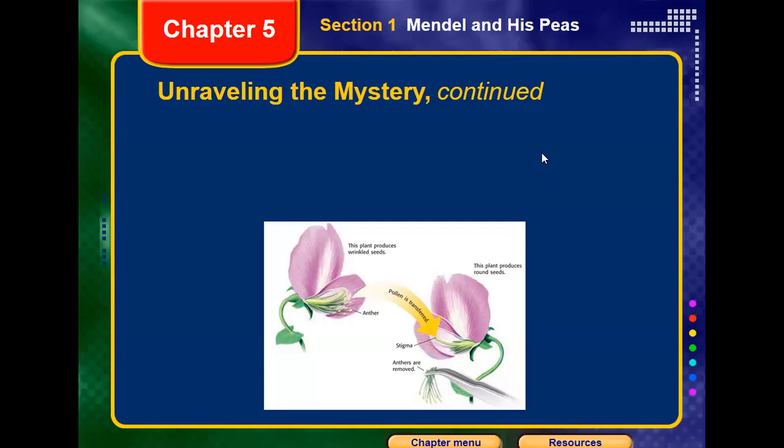Good morning, guys. Today, inshallah, we're going to continue our section 1 of chapter 5. We're still talking about heredity.